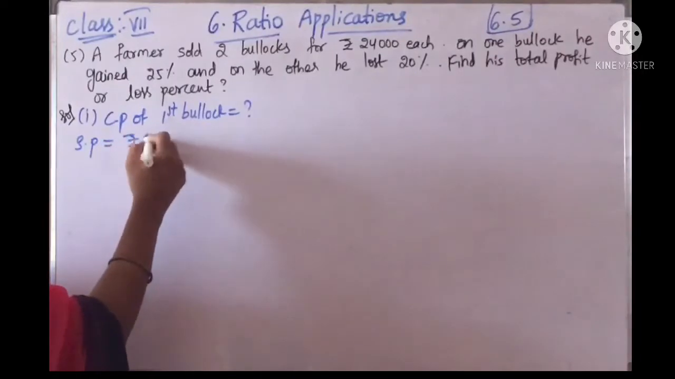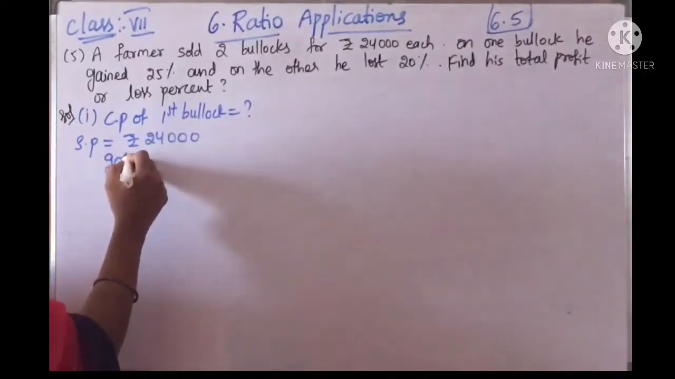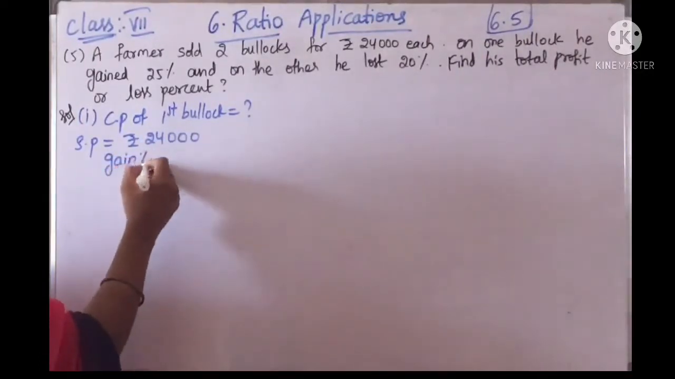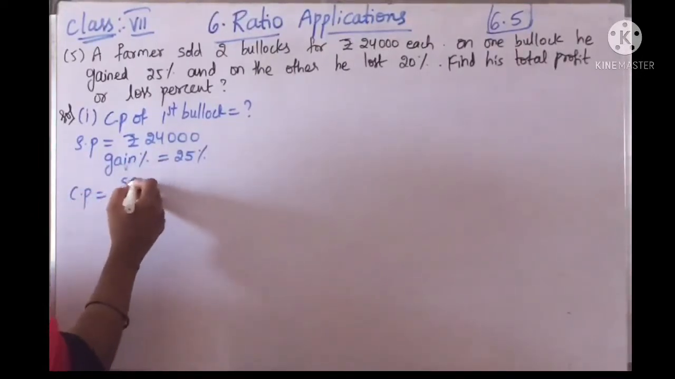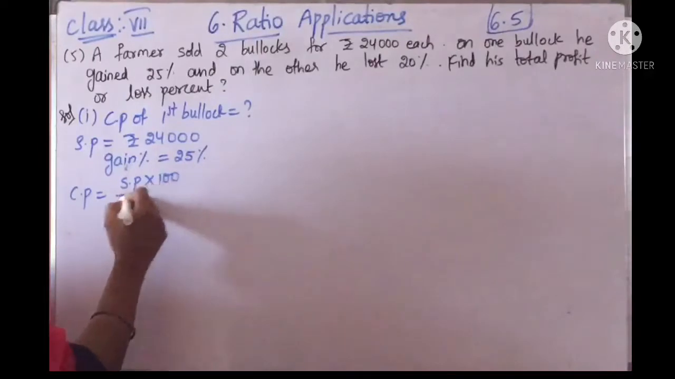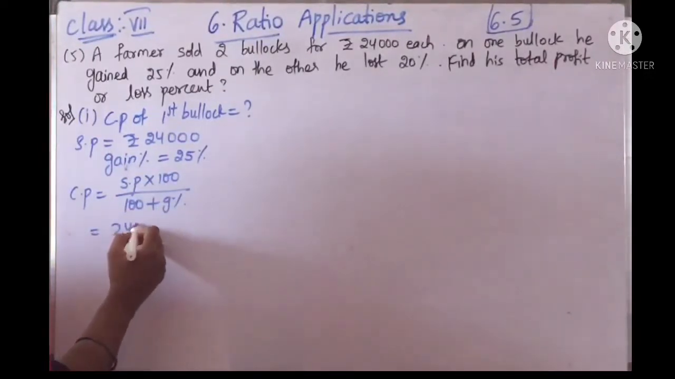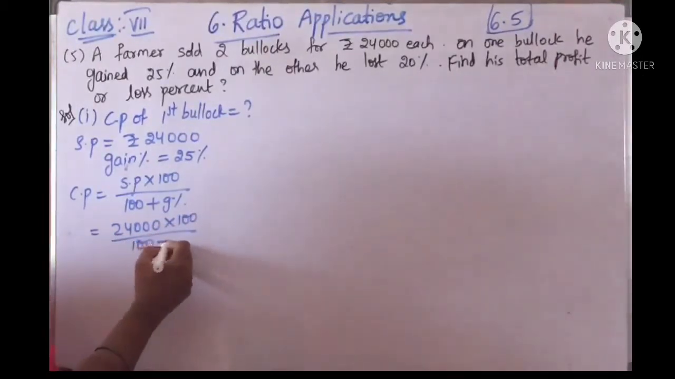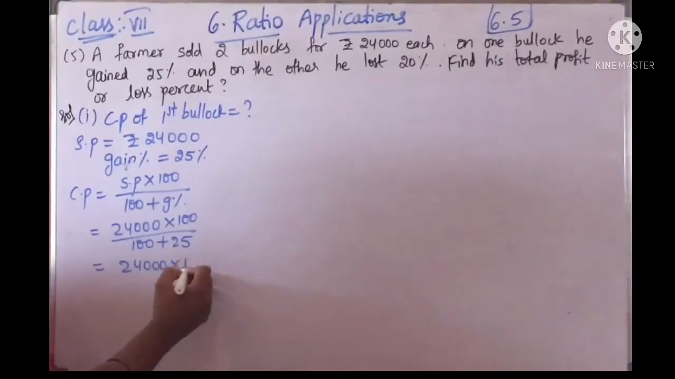SP is nothing but 24,000 and for the first part we take the gain percentage as 25%. So what is the formula for the CP, children? SP into 100 by 100 plus gain percentage. So 24,000 into 100 by 100 plus 25. That is 24,000 into 100 by 125.